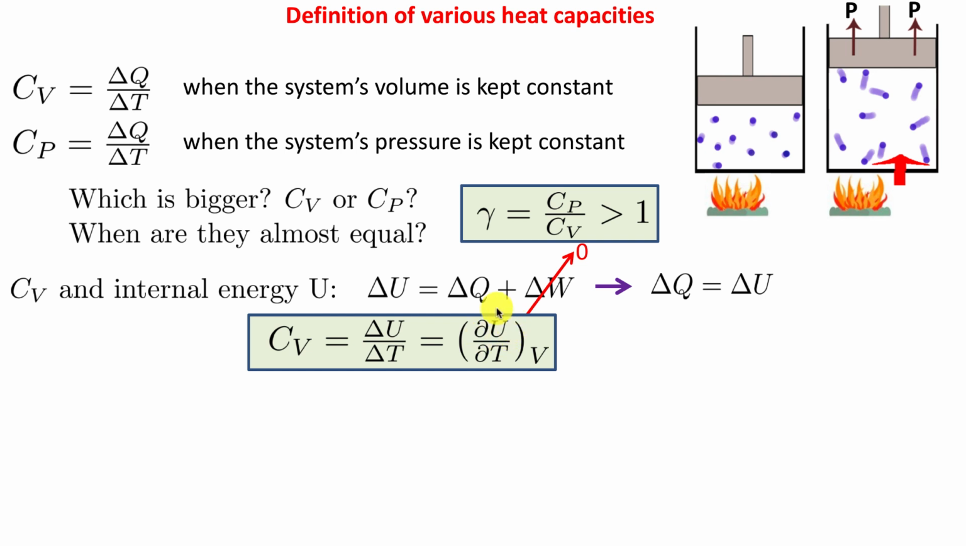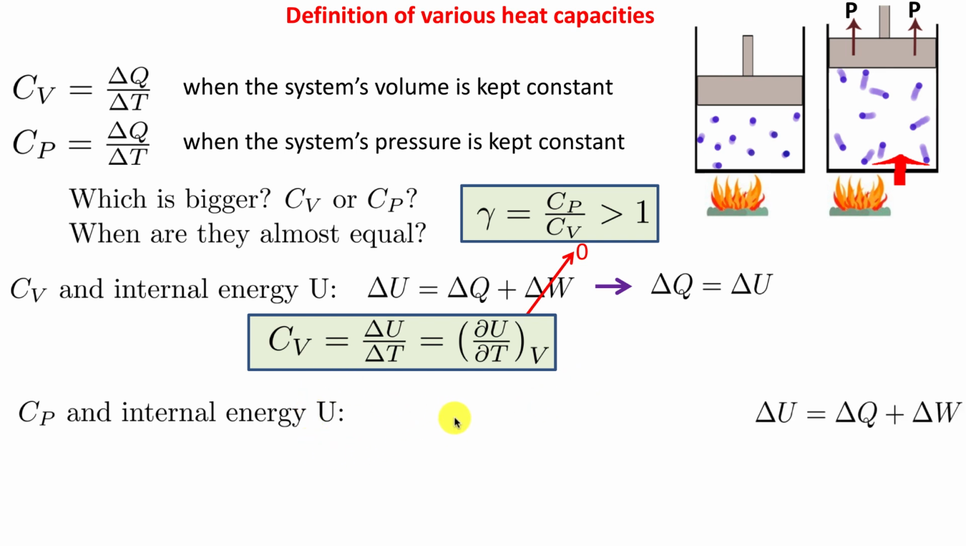Now remember that U is a state function. So U depends upon the temperature, pressure, and volume. And it's actually a function whose partial derivative you can take. But remember, take it keeping the volume constant. Well, what about Cp? And how is it related to the internal energy?